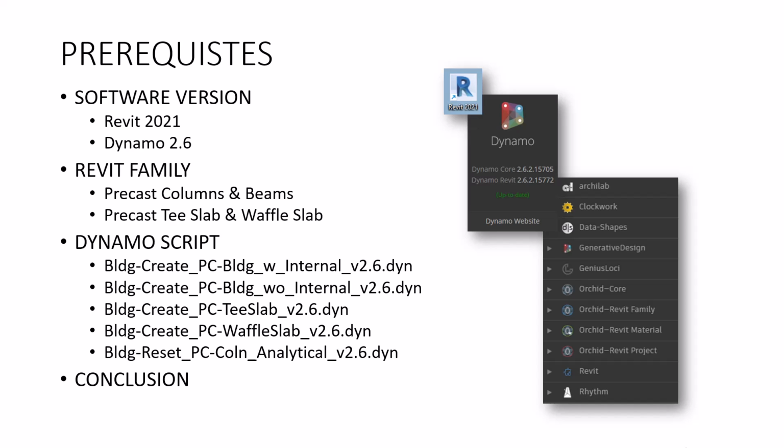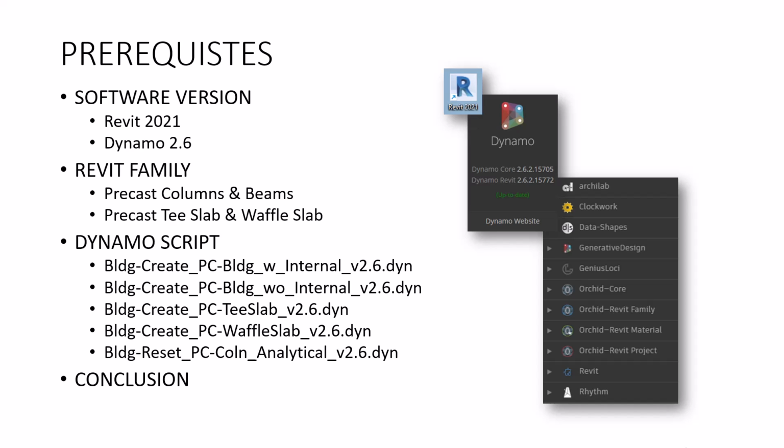Talking about software version, currently I will be using Revit 2021 for this process, so Dynamo 2.6 comes along with that Revit 2021. And initially in my Dynamo 2.6 I do have additional packages such as Archilab, Cloudworks, Data Shapes, Genus Loci, Orchid and Rhythm as well.